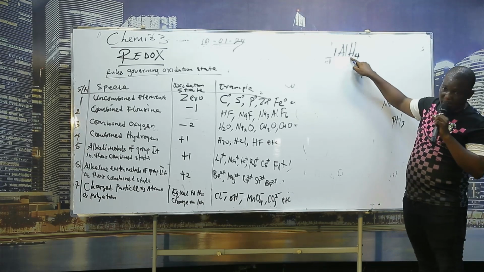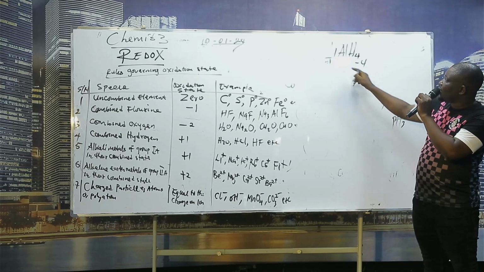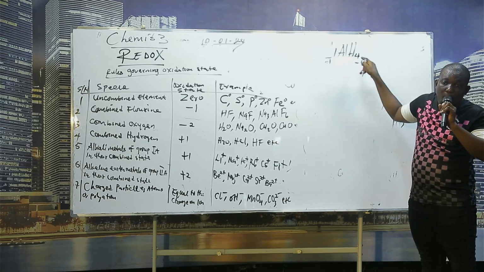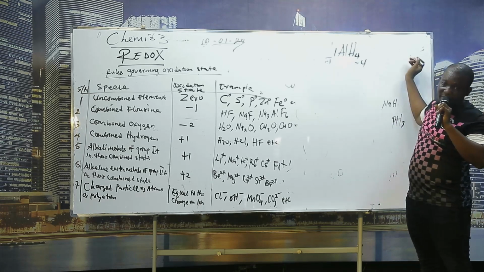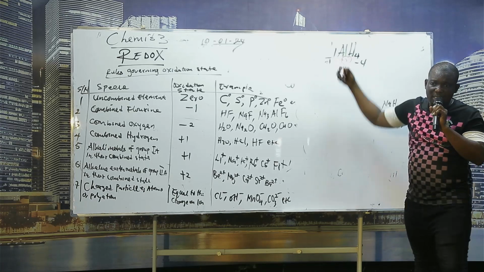Now, this is -1. How many atoms of H are here? So the total is what? -4. Can you figure this out? If you add it with this 1, minus will be 4. The sum of everything here will be 0. What number will be here for aluminium? +3. The answer is +3.